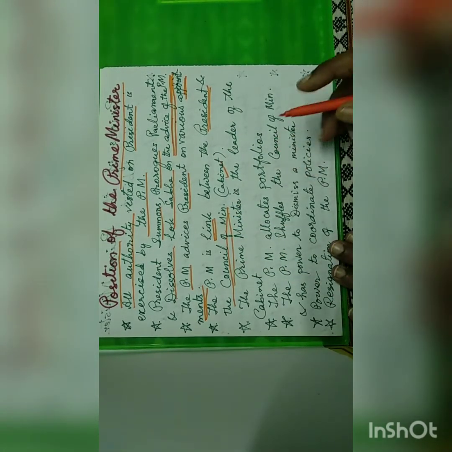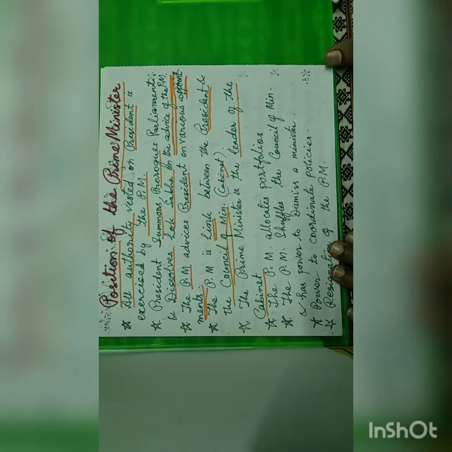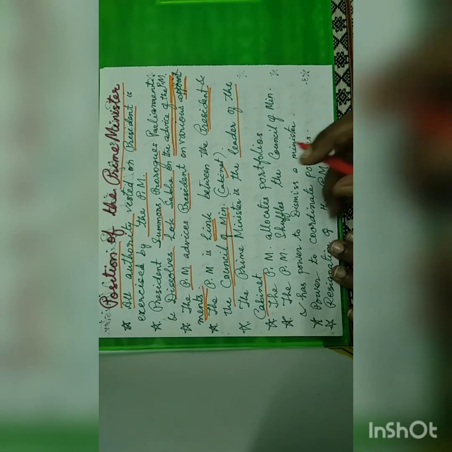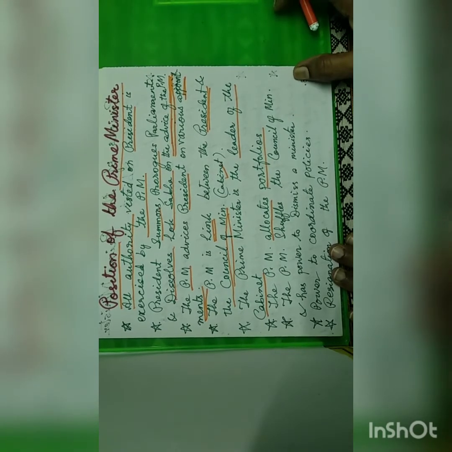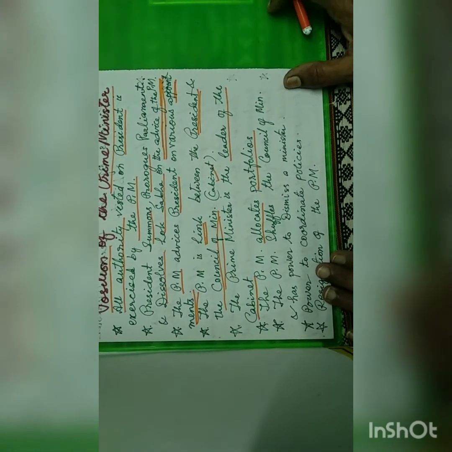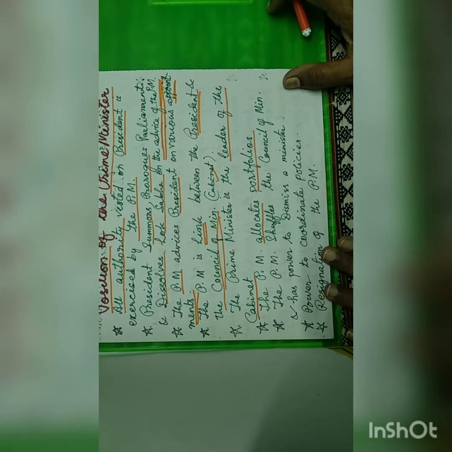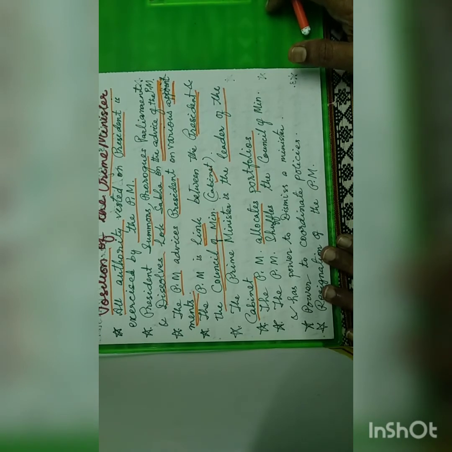The Prime Minister is also the leader of the Cabinet. All Cabinet ministers are under the Prime Minister. The Prime Minister allocates portfolios. Portfolios are different departments of ministry that are given to different ministers, or in reality is given by the Prime Minister. So he allocates portfolios.